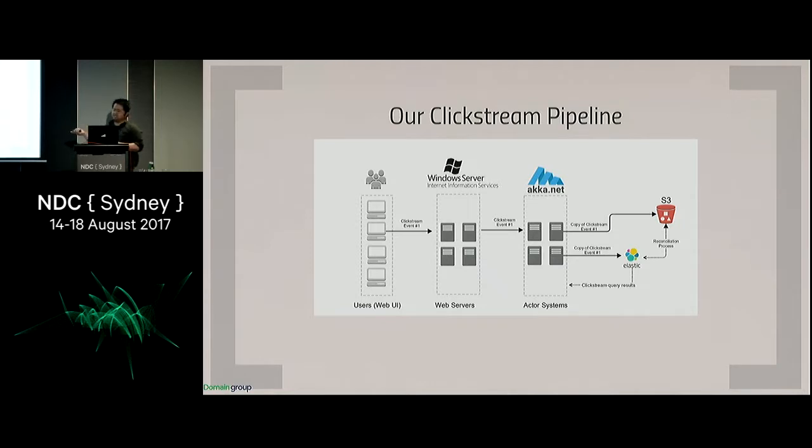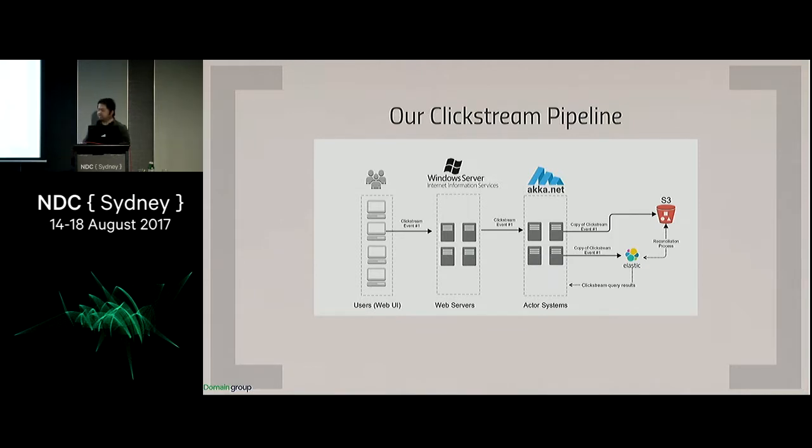Now, what's not on the slide is that all of our actor systems are talking to each other, not directly, but through SQS. Everything is done either through SQS or just standard HTTP. If you look at the akka.net docs, you'll see that they focus a lot on clustering and remoting, but in practice, that's very hard to do within AWS.